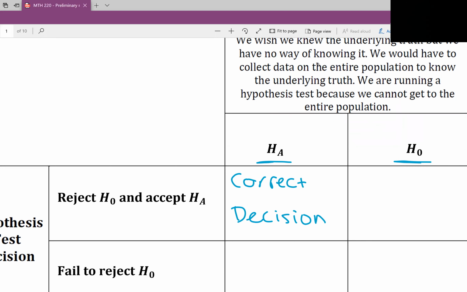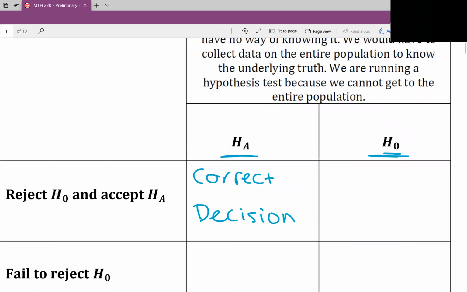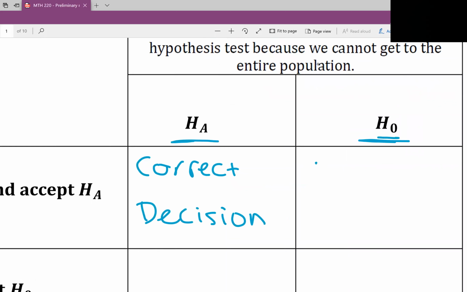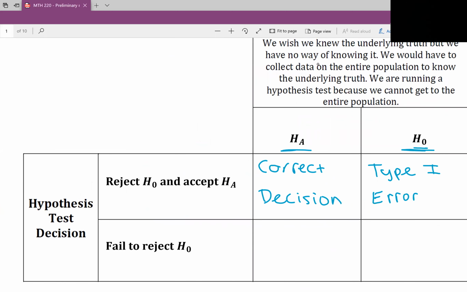Okay. So if we reject H0 and accept HA as the truth, but H0 over here is the underlying truth, well, then that means we made some type of error. And what we're going to call that error is a type 1 error. Okay. So now let's go on to the second row, okay?